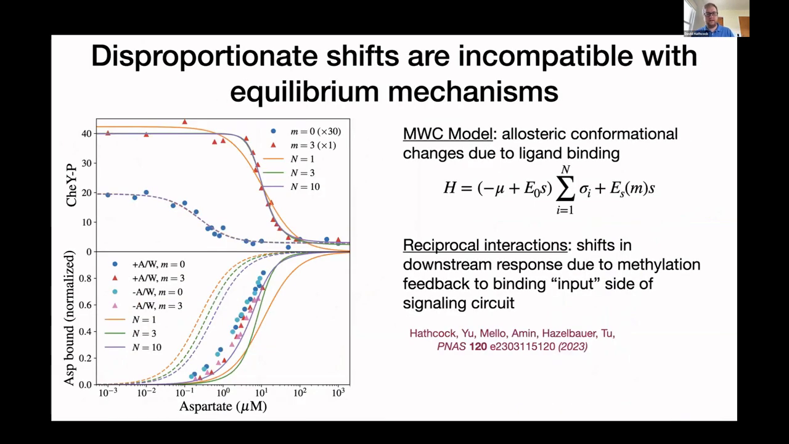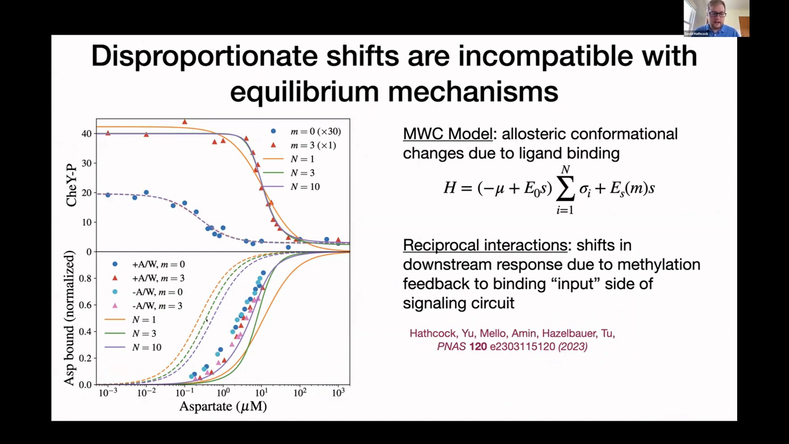And the claim is that this is an inherently non-equilibrium behavior. So I'll give you an example using this MWC model, but I'll point you to our paper for more general and broad arguments about this. So here I've fit the MWC model to this QIP, the downstream response of the system, and the model makes a prediction for the binding response curves, which are shown here by the lines.